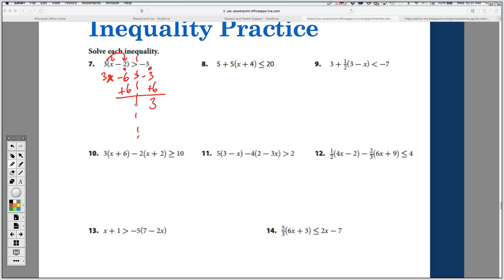Okay, let's look at the other way like I promised you. Divide by the 3, divide by the 3. X minus 2 is greater than negative 1. Add 2, add 2. X is greater than 1.